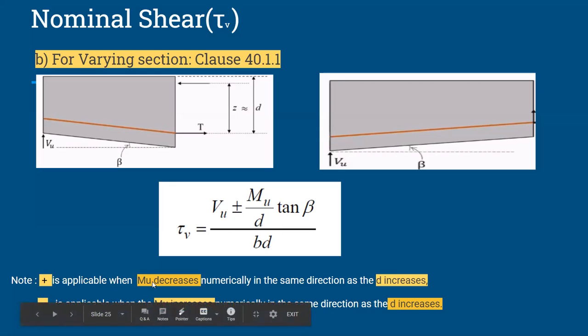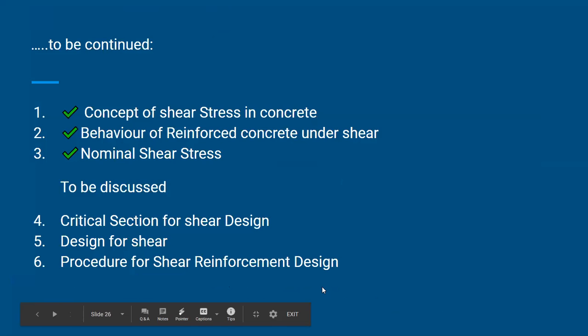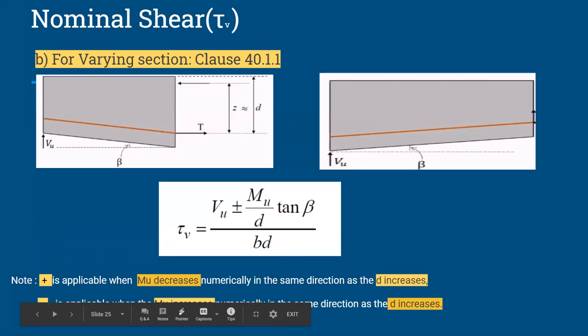Now plus-minus कहाँ यूज करना है? Plus is applicable when Mu decreases numerically in the same direction as d increases, ठीक है। एंड माइनस कहाँ यूज करना है? It is applicable when the Mu increases numerically in the same direction as d increases। मतलब प्लस तभी यूज करना है जब Mu decreases as d increases, d मतलब इफेक्टिव डेप्थ, और निगेटिव तभी यूज करना है जब Mu increases in the same direction as d increases.